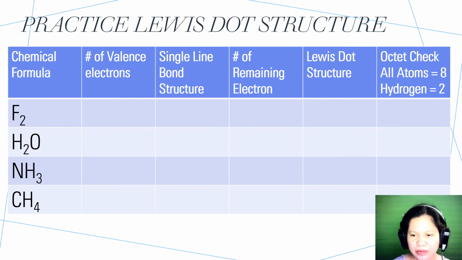Pag sinabi natin octet rule, pag binilang mo lahat, yung electrons na nandyan, kasama na yung shared, it is equal to 8. Okay, except daw for hydrogen and helium. Kasi yung hydrogen, 1 lang talaga. So, pag meron kang dalawang hydrogen, hanggang dalawa lang sila. Okay? So, that's already the octet rule.